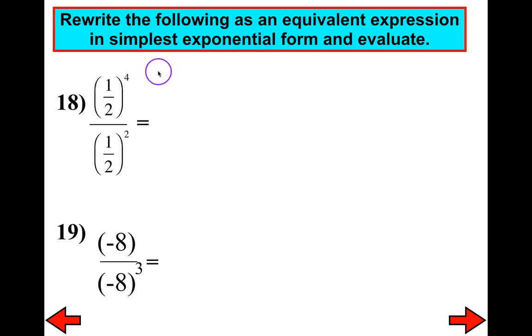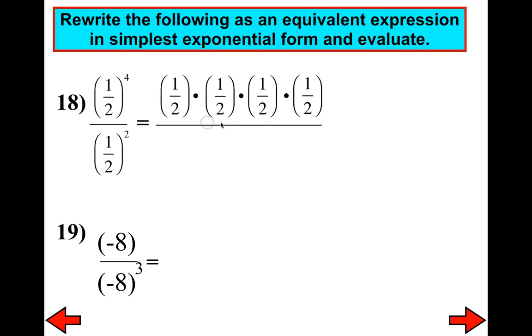So now I'm going to do the same here. I'm going to write 1 half repeated 4 times in my numerator, 1 half repeated 2 times in my denominator. I'm going to cross cancel.